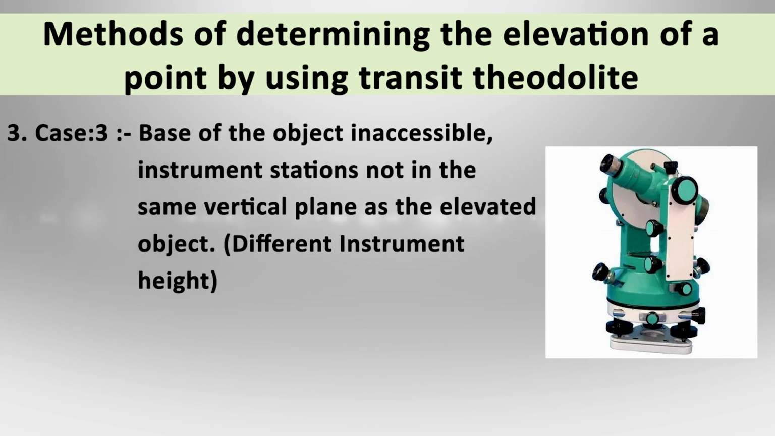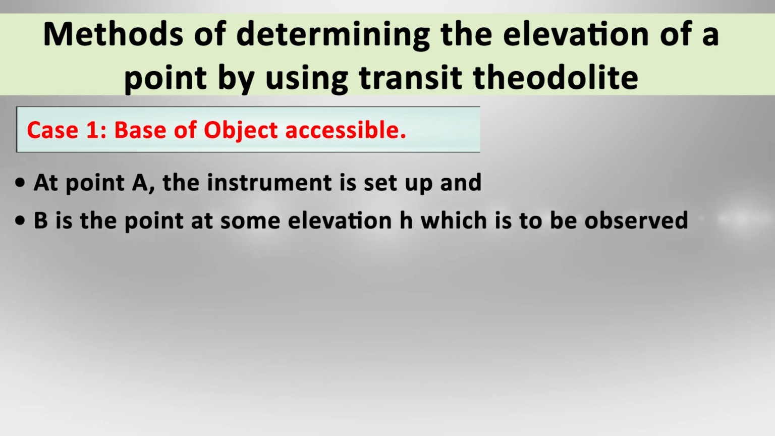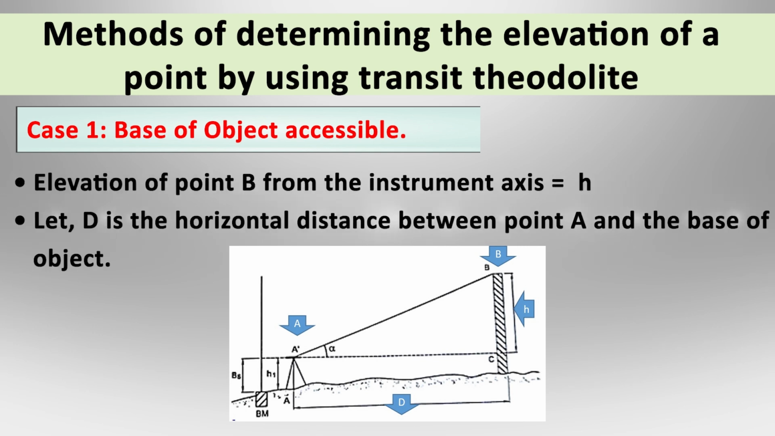Case 3, base of the object is inaccessible, instrument stations are in the same vertical plane as the elevated object. To begin with, case 1, the base of object is accessible. Look at the given figure carefully. Locate point A, which is the instrument station, and suppose B is the point at some elevation, say h, to be observed. So h is the elevation of point B from the instrument axis, and d is the horizontal distance between point A and the base of the object.